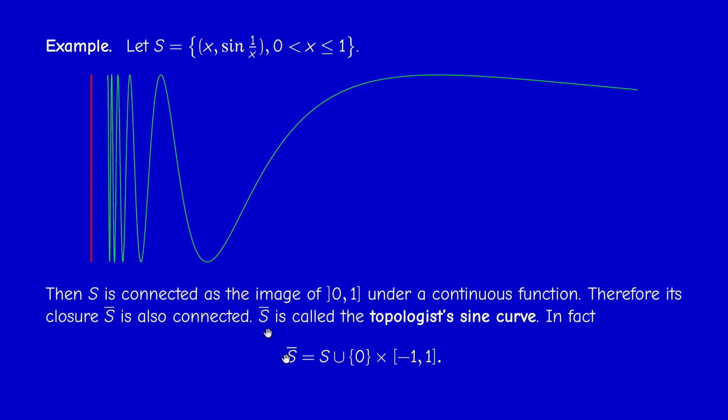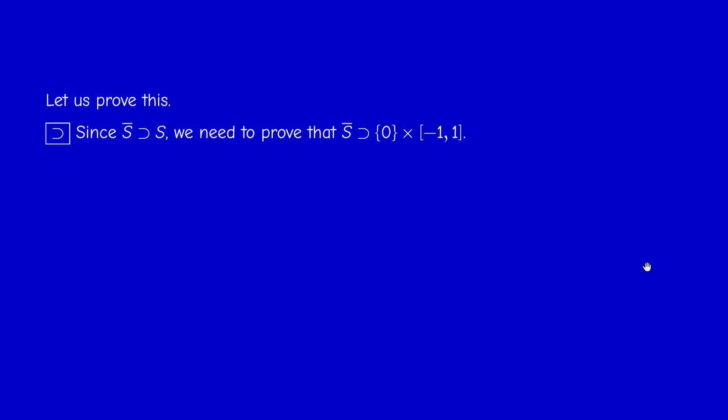First, why is S bar the union of S and the vertical line? Double inclusion. S is always contained in its closure, so we just need to prove that S bar contains the vertical red line segment. How do we prove that? We take an element in the vertical red line. It is necessarily of the form (0, u), where u is between -1 and 1, and any number between -1 and 1 is the sine of some element v.